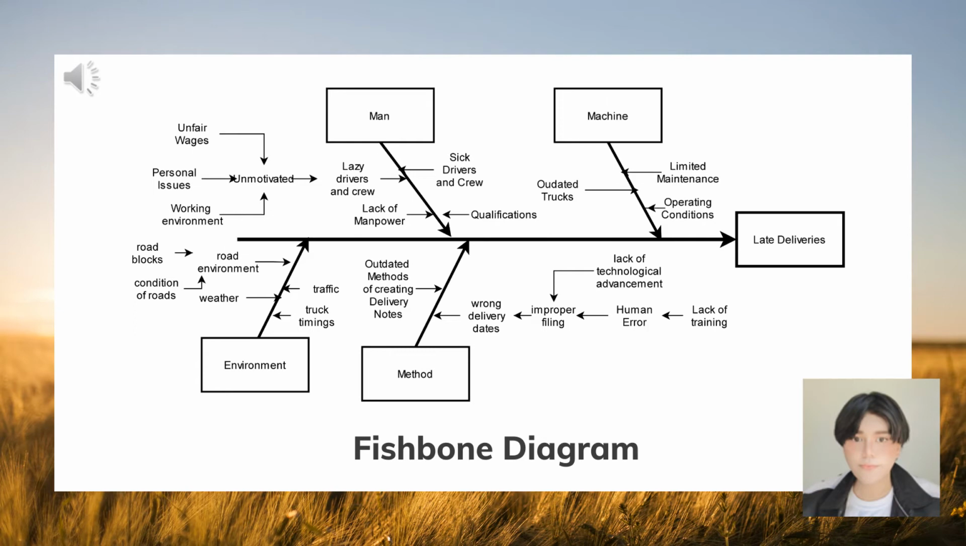In the method, you need to be very specific: what mostly all of the late deliveries come from is the wrong delivery dates. Wrong delivery dates are being sent out to the drivers, and that means they are going to get late deliveries or non-deliveries at all, which is caused by improper filing and the lack of technology advancement. The company does it manually and not automatically, which causes this issue. So maybe technology advancement can help them out. Some of it is also because of human error and lack of training, which can be addressed efficiently.